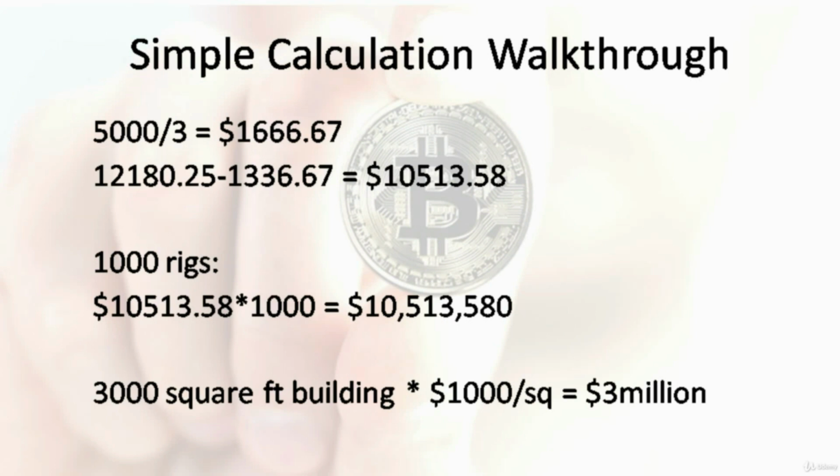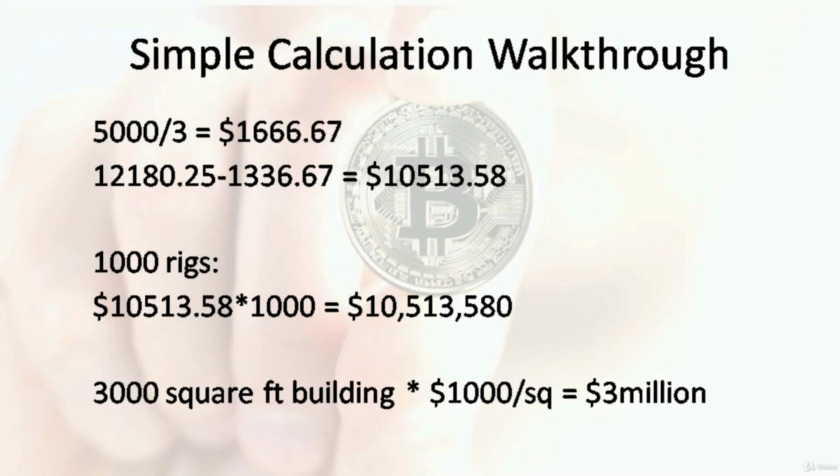So your profit from the online calculator is 12,180.25. You just subtract the 1,666.67 from it, which equates to $10,513.58. That would be your yearly overall profit minus the cost, when you assign your yearly usage cost of that rig to your profit. Now, let's say we're running a mining farm operation with 1,000 of these mining rigs.